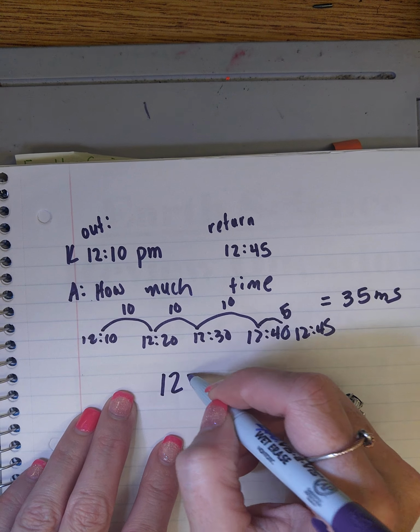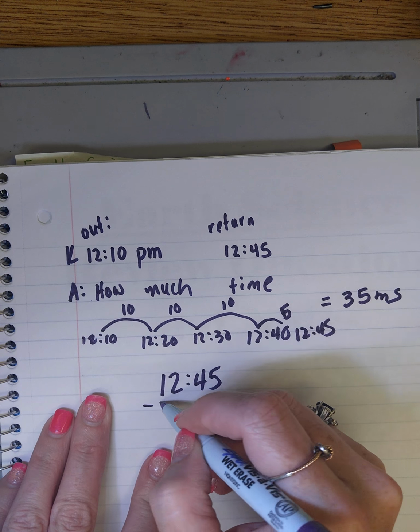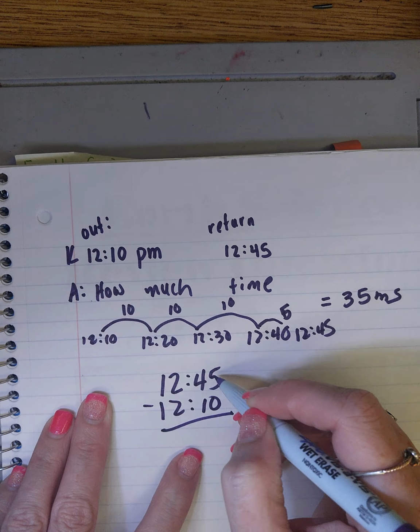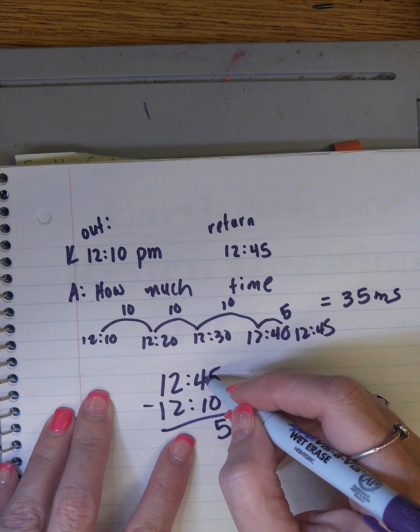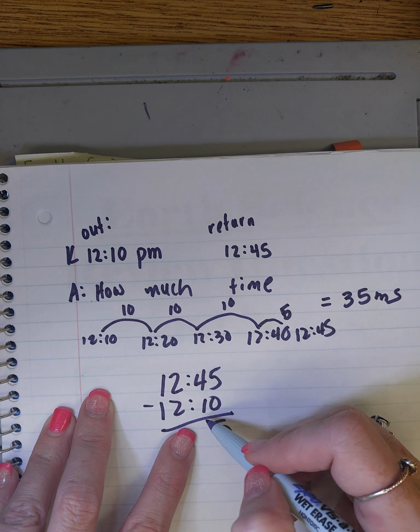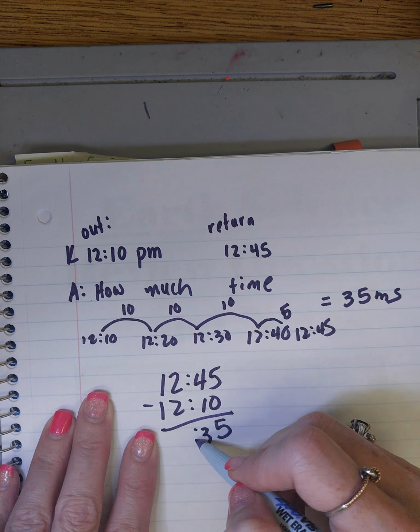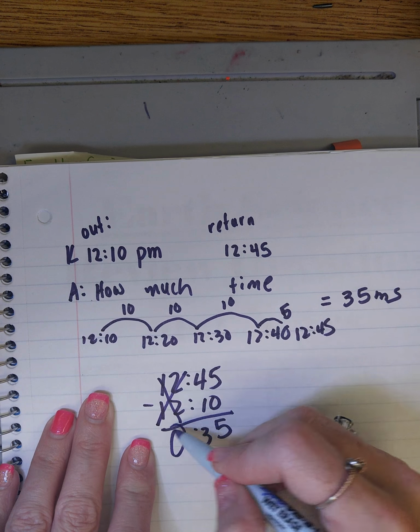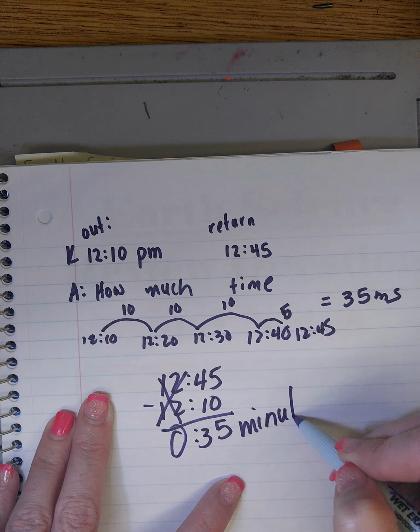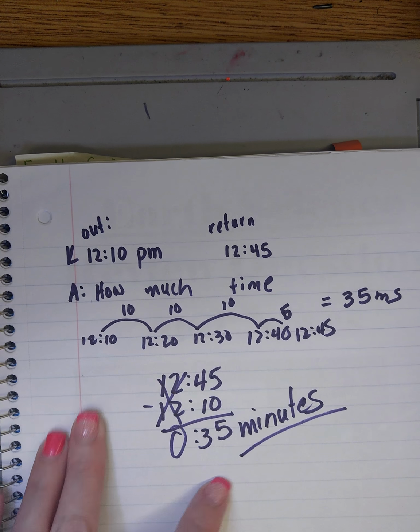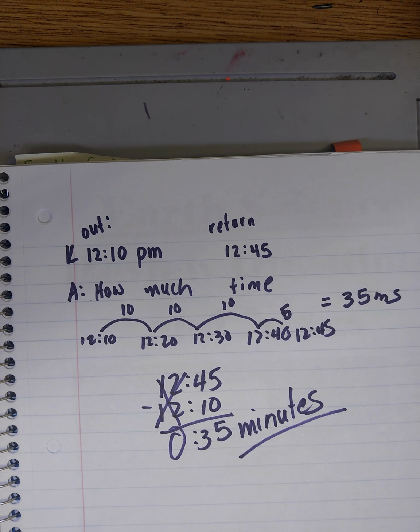You could also subtract 12:45 minus 12:10. 5 minus 0 is 5. 4 minus 1 is 3. And then obviously 12 minus 12 is 0. 35 minutes. You could also solve it this way, either way, but you do have a question that will resemble that situation.